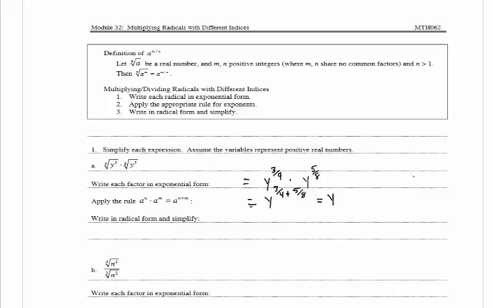Now if we have 3/4 plus 5/8, we could write 3/4 as 6/8 plus 5/8, which gives us 11/8. So we have y to the 11/8. And now we want to write it in radical form and simplify. So we have the eighth root of y to the 11th, and 11 divided by 8 is equal to 1, so we have 1 y, and then we have a remainder of 3, so we have y times the eighth root of y cubed.